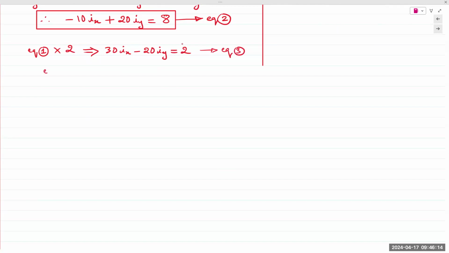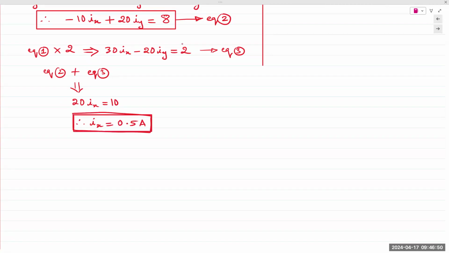Let's call this equation 3. You do equation 2 plus equation 3. And that should give you, what does it give me? Minus 20 times Ix equals 10. Plus 20. Okay. 20 times Ix is equal to 10. Therefore, Ix is equal to 0.5 amps.